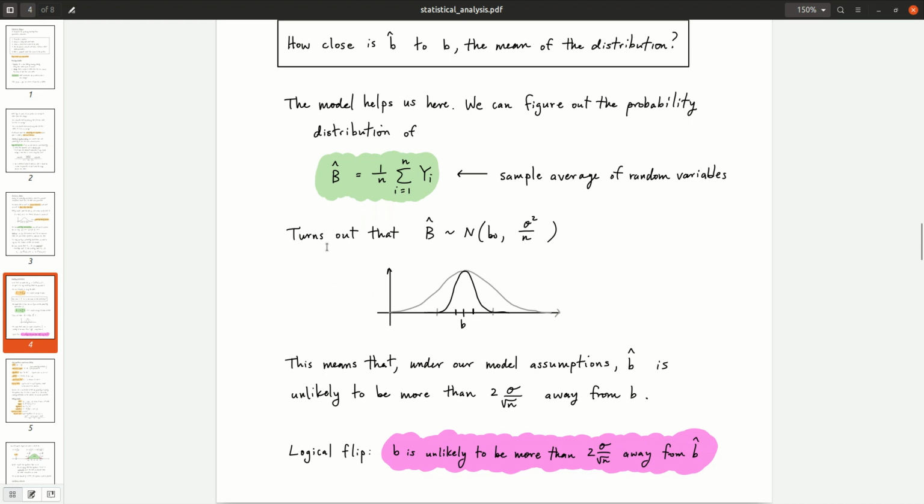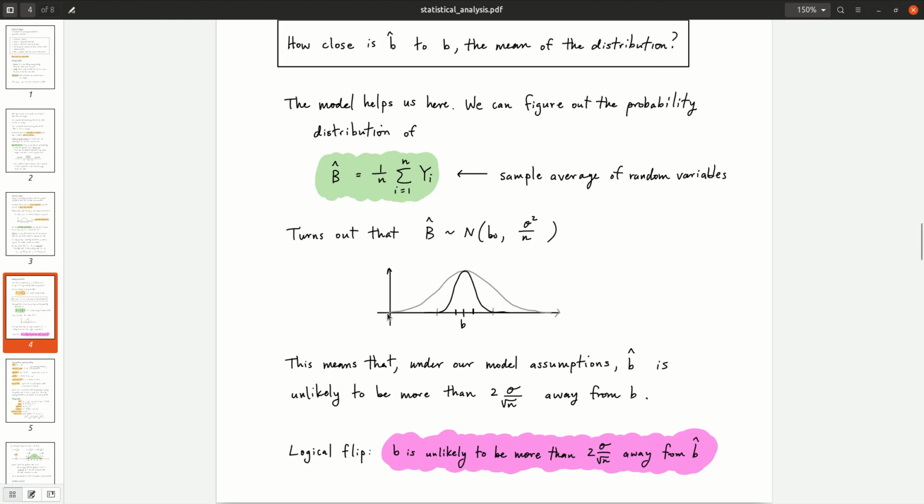And if you do the math, it turns out that the probability distribution of this estimator, capital B hat, is also normal. It has mean B. This is a typo. This should say B, not B0. And its variance is not sigma squared, but it's sigma squared over n, which is the total number of random variables in the sample. So what happens is the mean of the distribution is not changed. It's still B, but the variance shrinks by a factor of 1 over n.